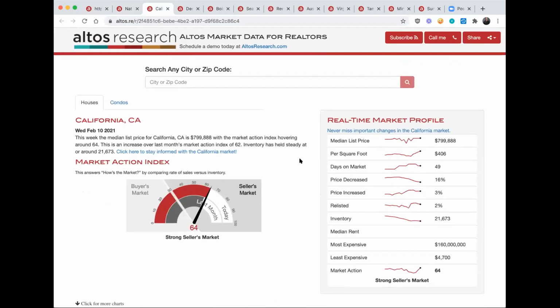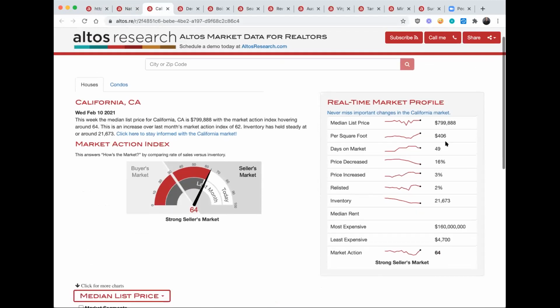California at a state level is a strong seller's market because it is higher priced in general; the median price in California is 800 grand. You can see that dynamic, and one of the things I like to point out today, we're going to look at the market action index and our price decrease and price increase dynamic. California has had chronic inventory shortage for 40 years, since Prop 13 went into place.